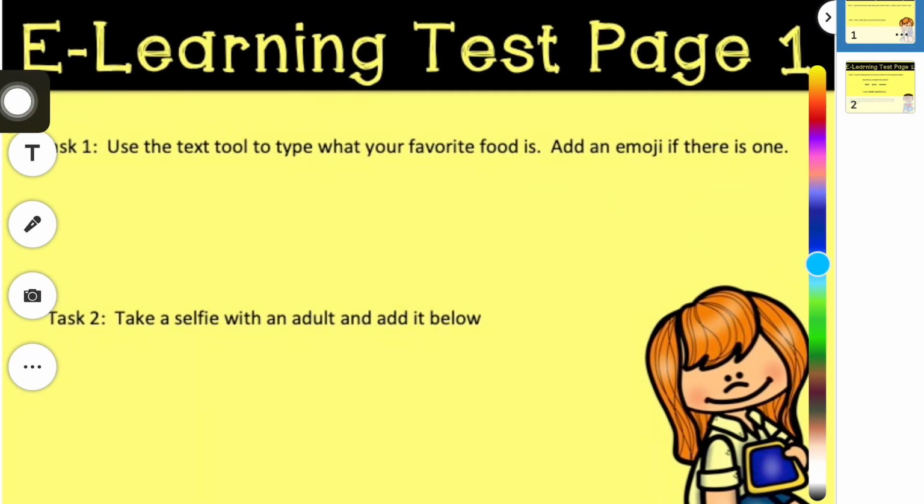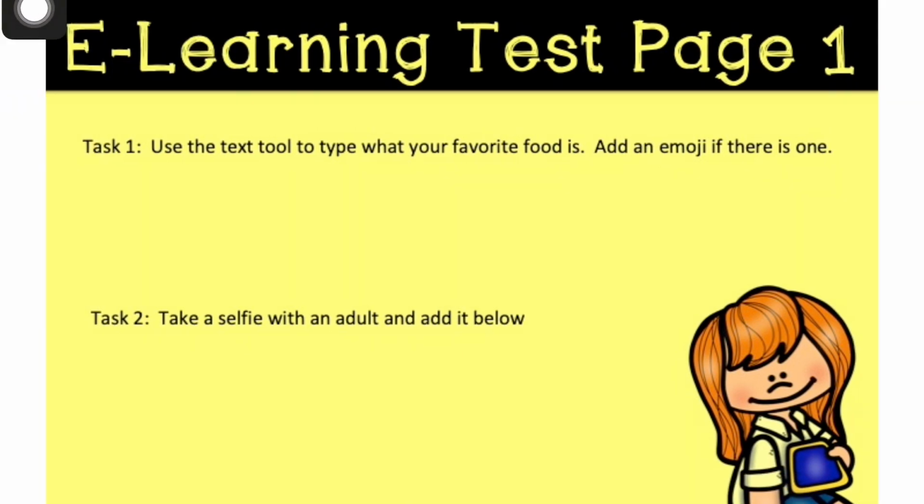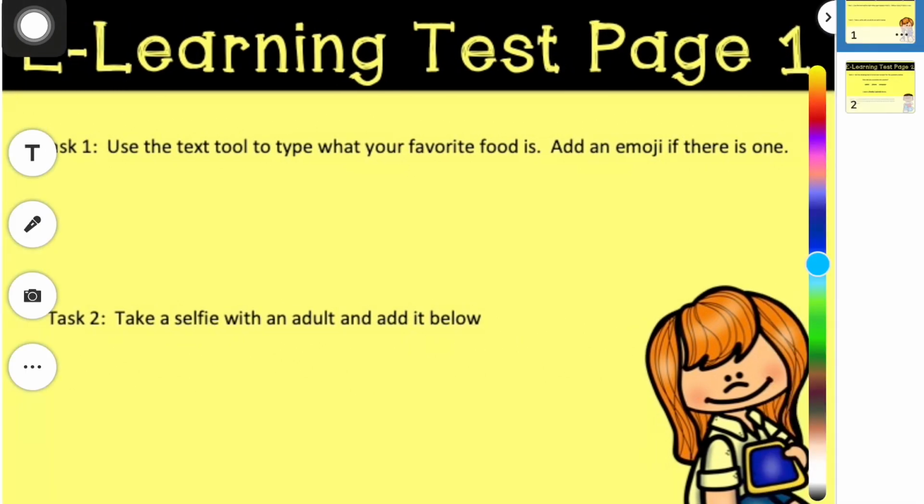I can make the tools go away by pressing this little dotted square button. The tools will go away. I can continue to draw by pressing the pencil button. I can bring my tools back.